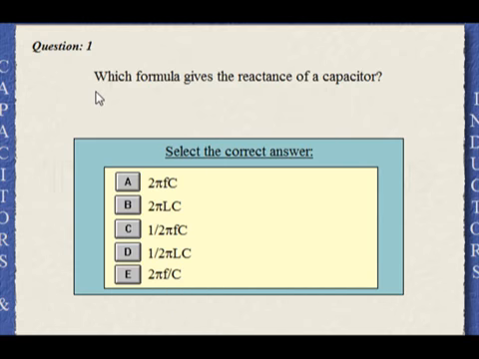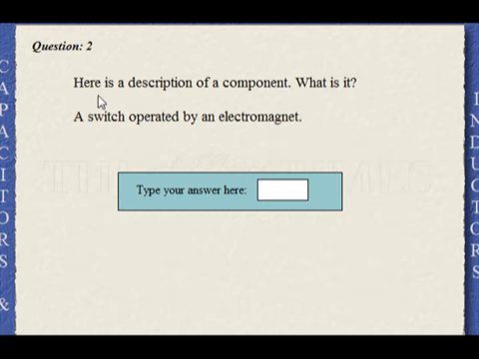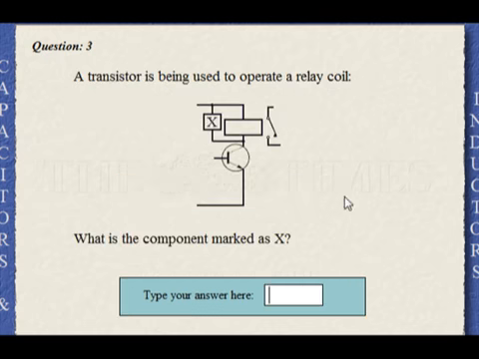Which formula gives the representation of the capacitor? You can choose this one, A, B, C, D, F. Second, here is a description of the component. What is it? A switch operated by a metronome. The transistor is being used to operate the relay coil. This is the relay coil. Transistor. This is X. What is the component marked as X?